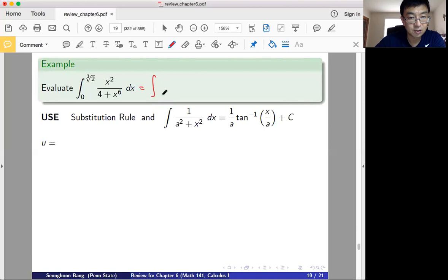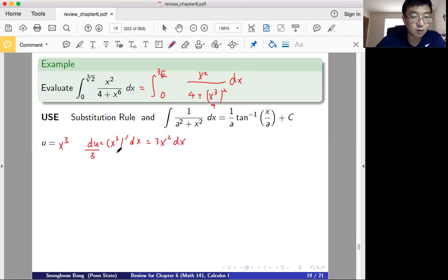So like this one, you can change it. The integral from 0 to cube root of 2 of x squared over 4 plus x to the 6, where x to the 6 is x cubed squared. You can change it like this. So u equals x cubed, that's the inner function. What is du? du is the derivative of x cubed, 3x squared dx. Dividing by 3, we have 1/3 du is x squared dx. This is the idea. You can change it like this.